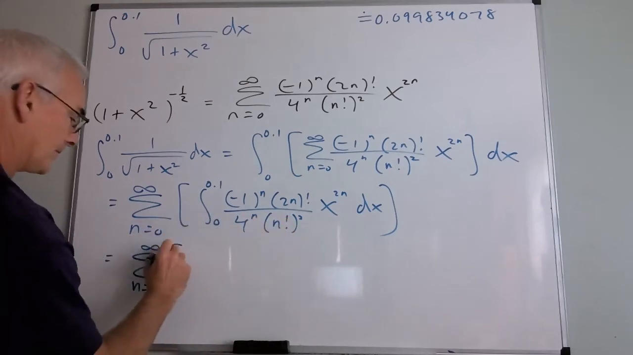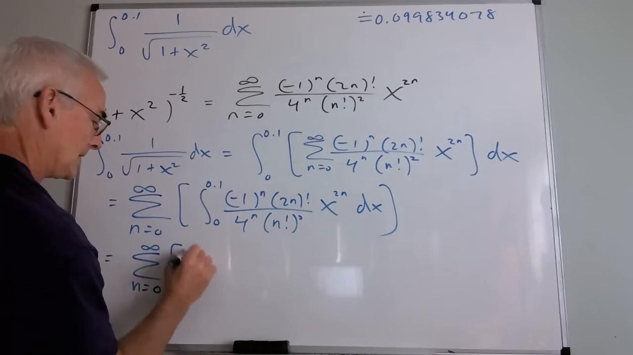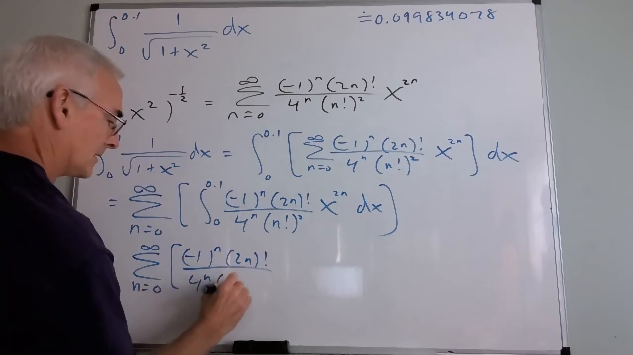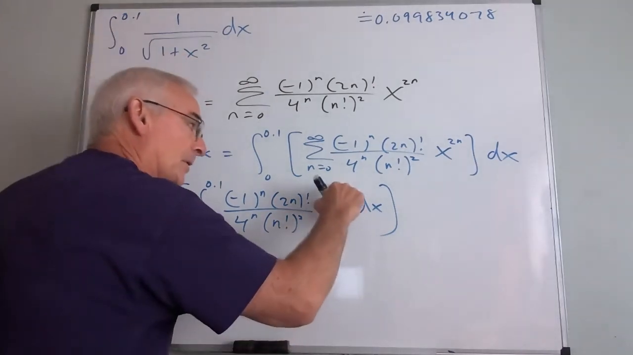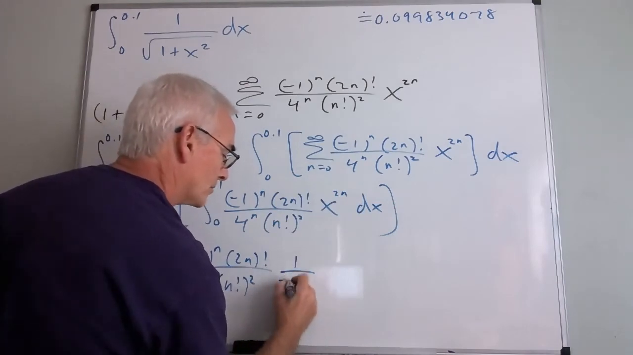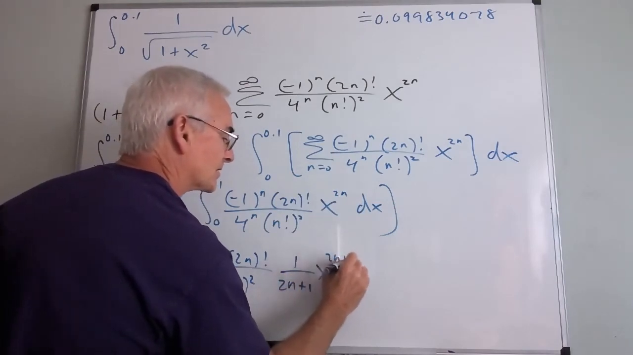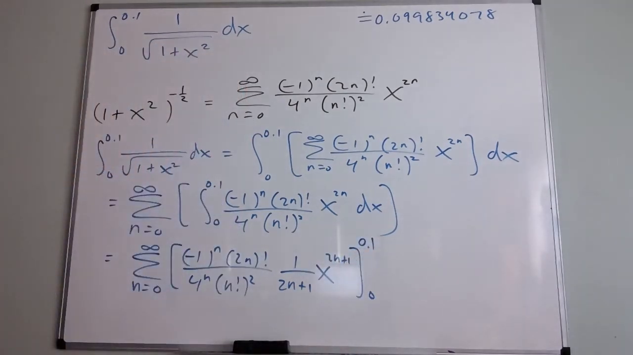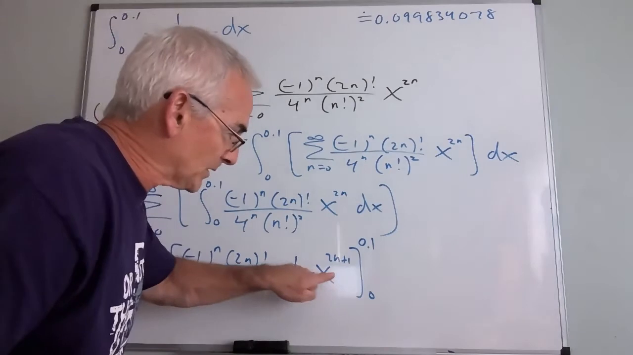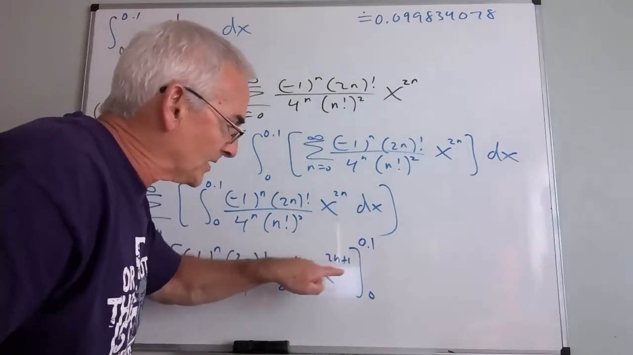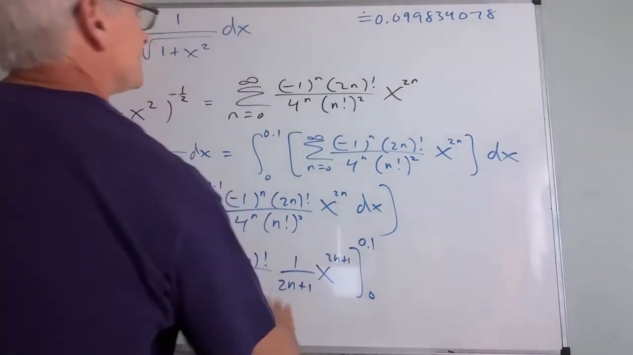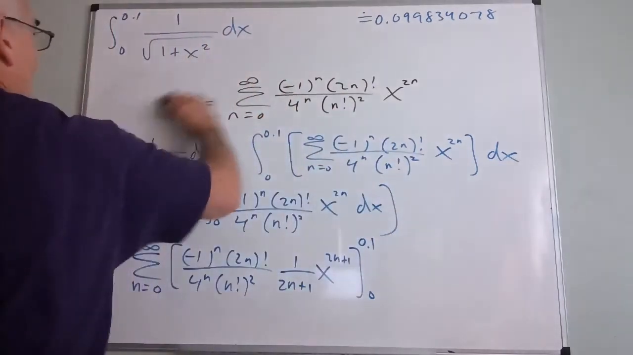So when I do that, okay, I'm going to get -1 to the n, 2n factorial, 4 to the n, n factorial squared. I'm going to increase the exponent by 1. So 1 over 2n plus 1, x to the 2n plus 1, evaluate from 0 to 0.1. Now, 0.1 is the same as 1/10. When I evaluate this at 0, it's going to be 0. When I evaluate this at 0.1, it's going to be basically 1/10 raised to this power. That's a powerful statement. So I am going to go ahead and put it right here.